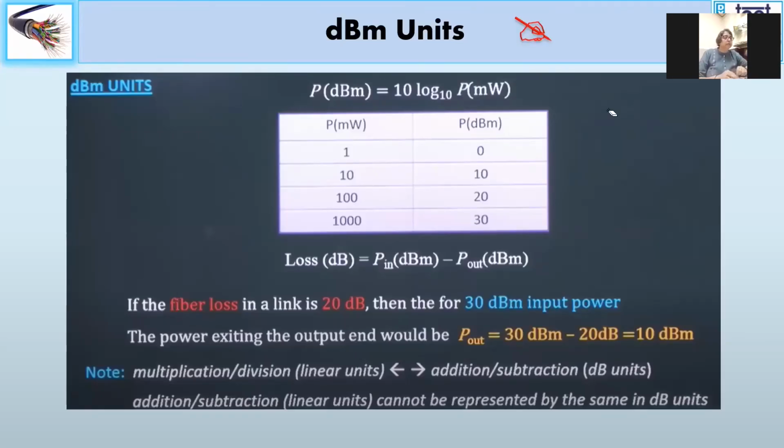So this is just values given to you. Fiber loss in a link is 20 dB. That means for 30 dBm input power, the losses are calculated like this. So the output power that will be received will be 10 dBm. Simple relation: loss, in dBs, since it's logarithmic, is input power minus output power, because we are taking the ratio of P in by P out.